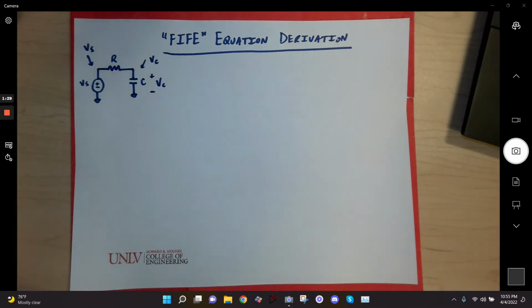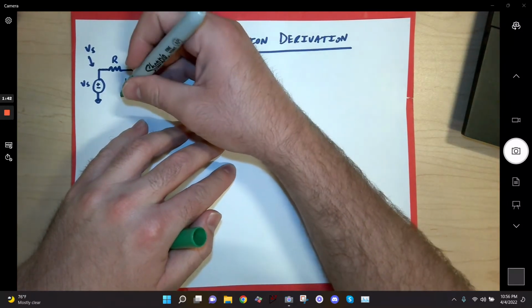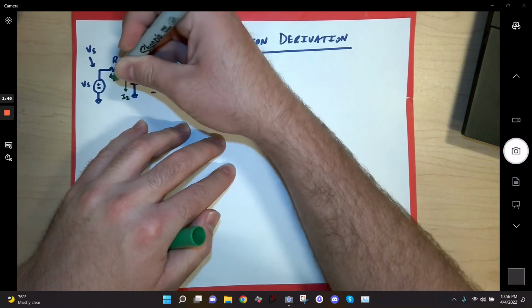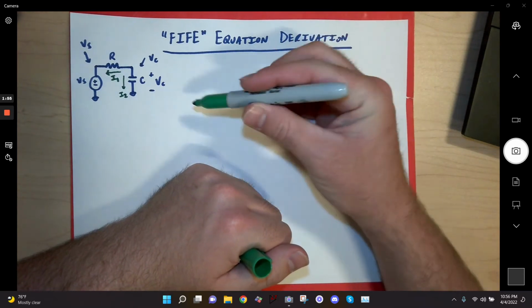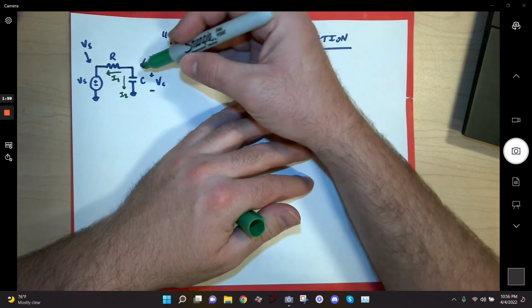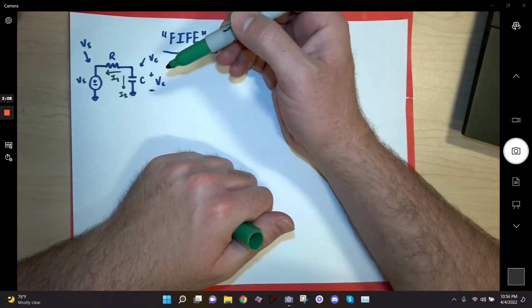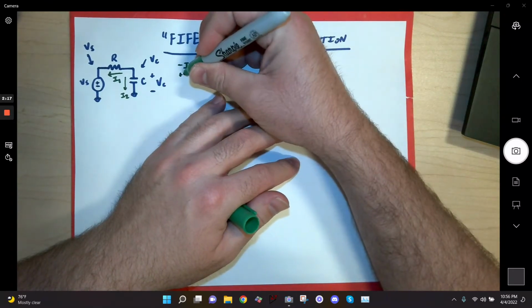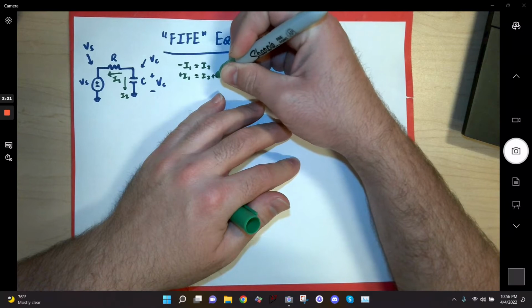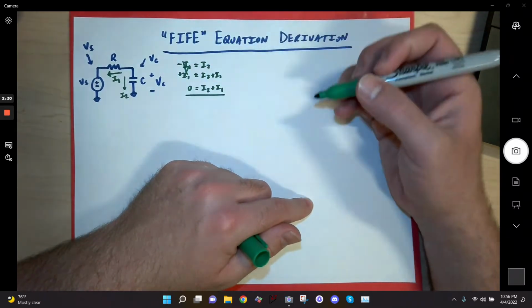Okay, so let's get another color and let's label some currents here. Let's call the current flowing through my cap I2, and we'll call the current flowing through my resistor I1. So KCL tells me that the sum of all the currents leaving a node is equal to 0, right? So I1 plus I2 should give me 0 in this case. It's the same as saying minus I1 is equal to I2, and if I add I1 to both sides, minus I1 plus I1 gives me 0, so I get 0 is equal to I2 plus I1. Okay, so that's just from KCL.